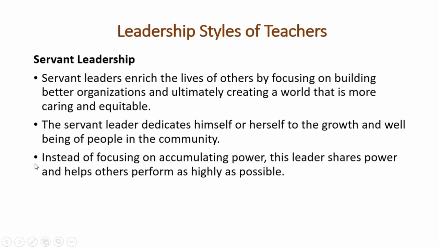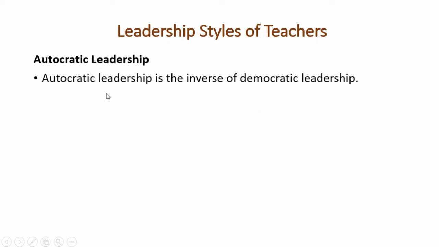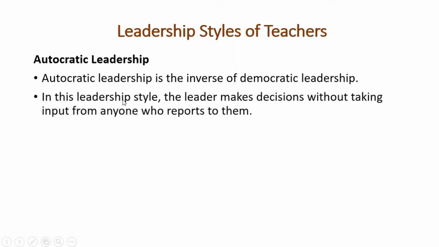The next point is instead of focusing on accumulating power, this leader shares power and helps others perform as highly as possible. The next kind is autocratic leadership. So we all know from the word itself, autocratic leaders are more authoritative leaders. Autocratic leadership is the inverse of democratic leadership because they are more authoritative. Next point is in this leadership style, the leader makes a decision without taking input from anyone who reports to them. The leader takes only the decision which comes to his mind. He will not take any input from outside, his followers or his students.